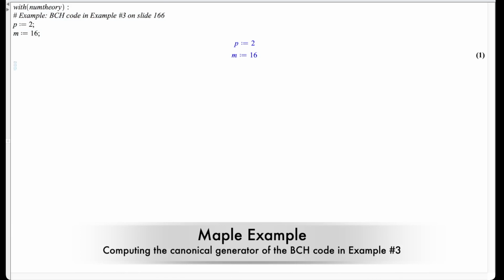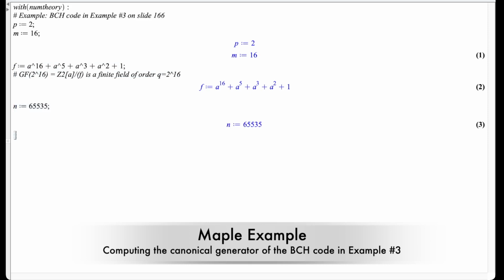Let's write down the canonical generator for the BCH code in example 3. The field GF(2^16) has characteristic p equals 2 and extension degree m equals 16. The elements of GF(2^16) are the set of polynomials over Z2 of degree at most 15 modulo this irreducible polynomial of degree 16. We saw this representation of GF(2^16) in lecture V2e, where we checked that a, I'm writing a here instead of alpha, is a generator of the multiplicative group of GF(2^16).